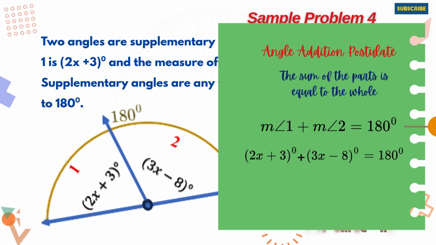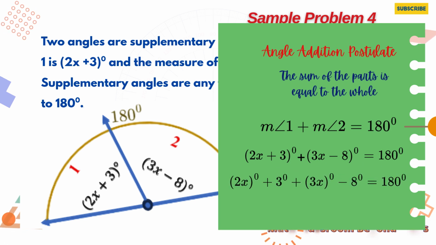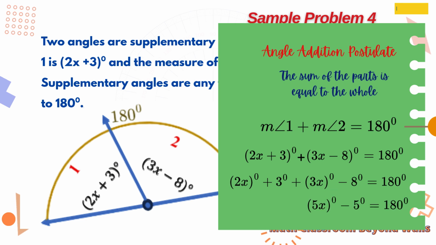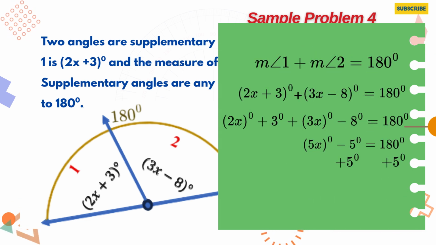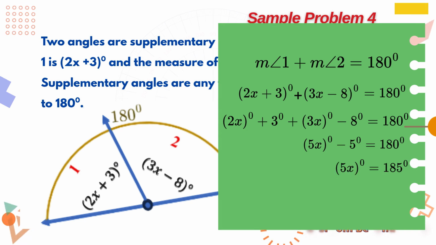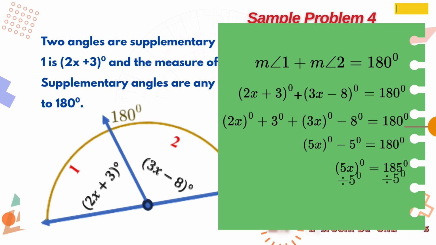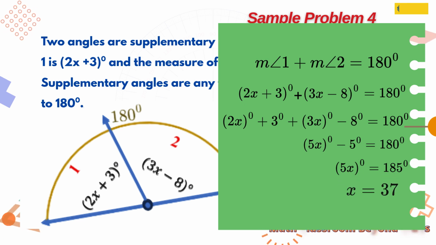putting the degree unit on each measure on the left side of the equation gives us combining 2x degrees and 3x degrees gives us 5x degrees. Adding 5 degrees on both sides of the equation gives us 185 degrees. Dividing both sides by 5 degrees gives us 37.